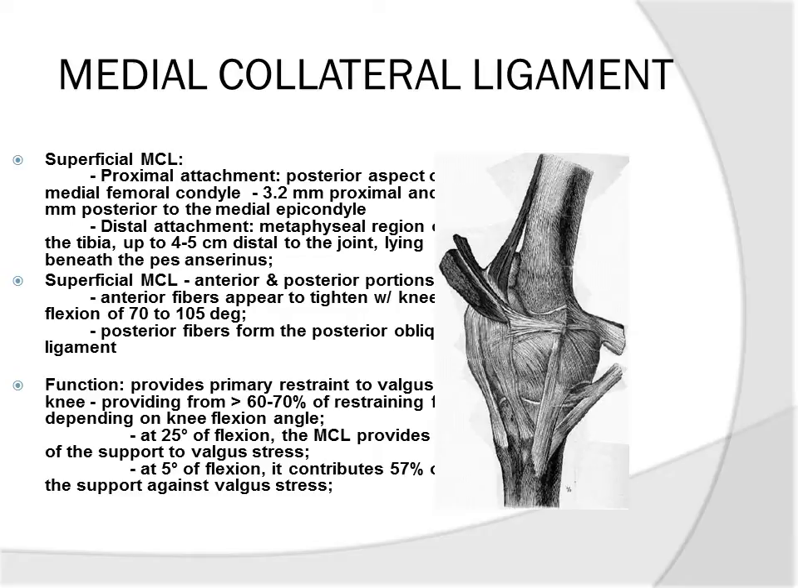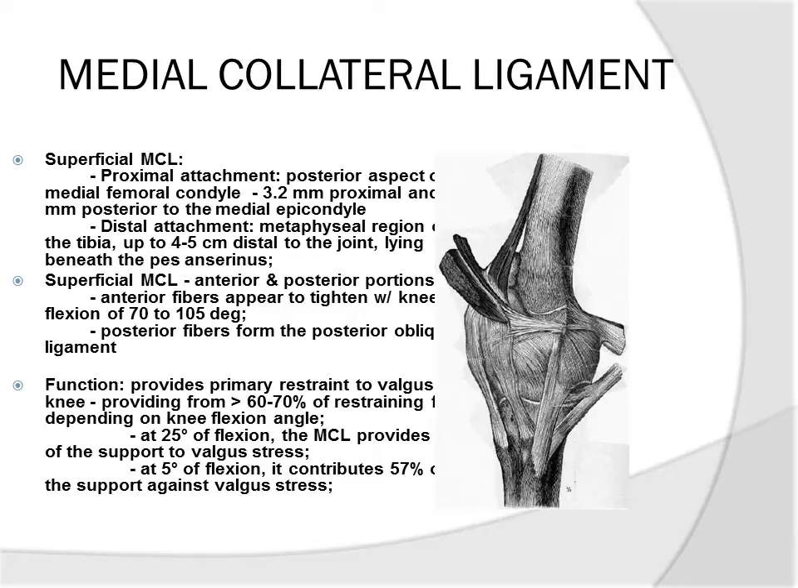So, for example, at 25 degrees of knee flexion, the medial collateral ligament provides about 78% of the support to valgus stress, whereas at only 5 degrees of knee flexion, other structures contribute to valgus resistance. And here, at 5 degrees of flexion, the medial collateral ligament contributes only 57% of the support against valgus stress. And this gives us our basis for our testing of the medial collateral ligament.